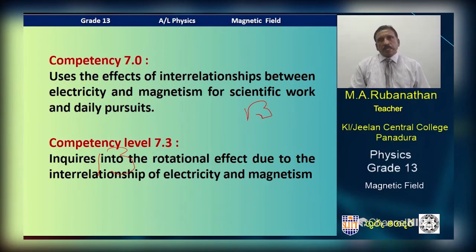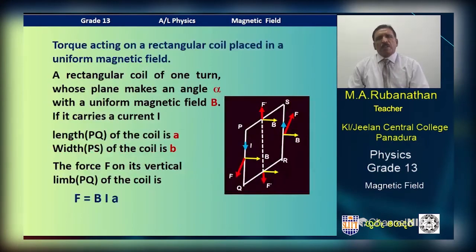So what is a rotational effect? You have done it in your earlier mechanics study. Here we are going to see the torque acting on a rectangular coil placed in a uniform magnetic field.